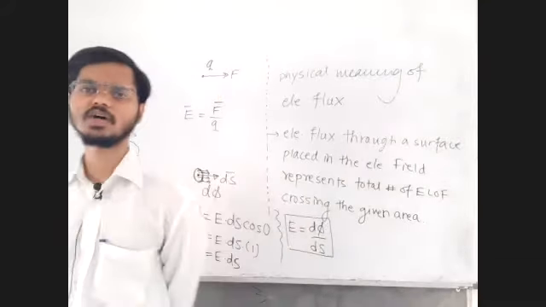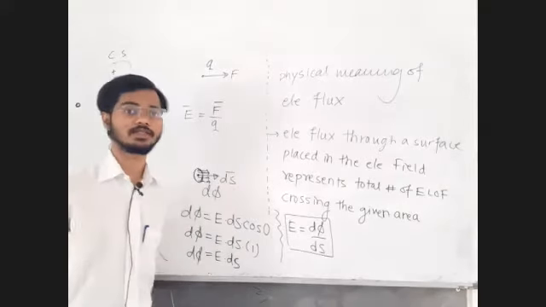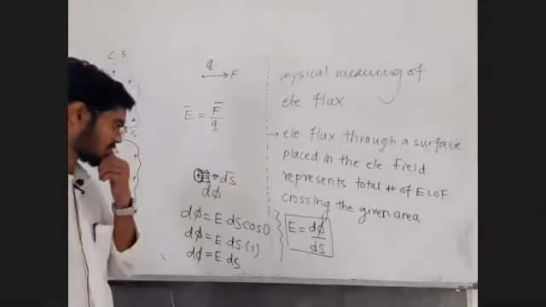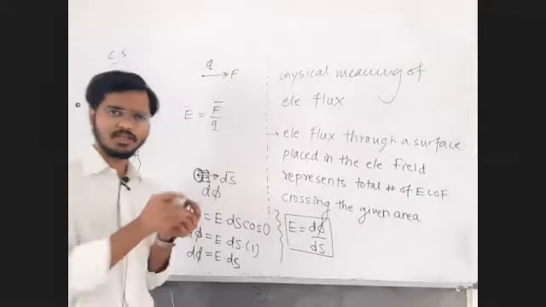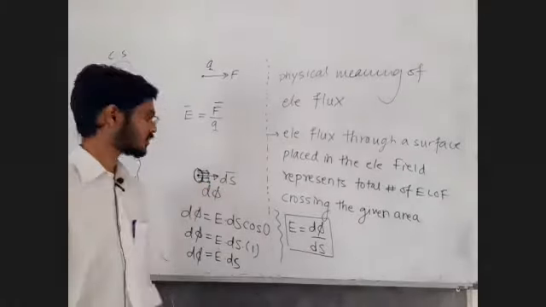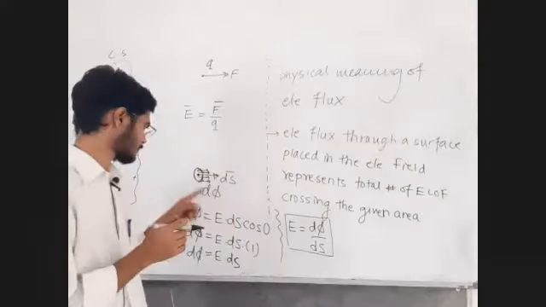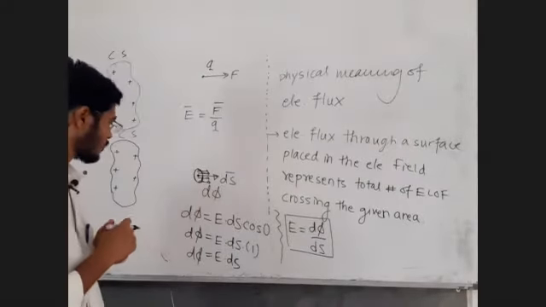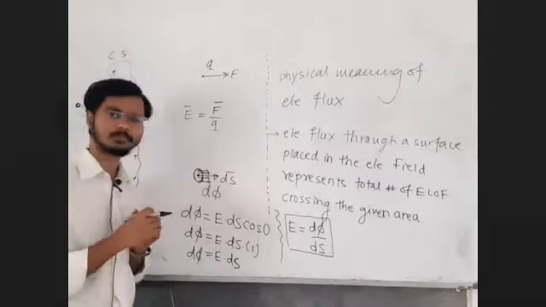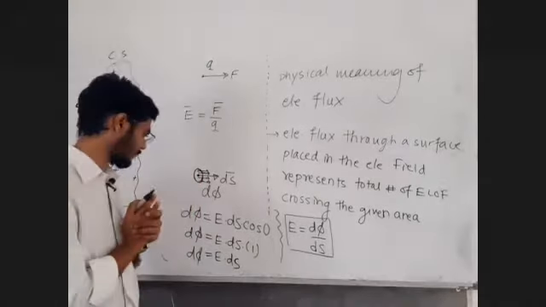What is electric flux? It gives an idea of the number of lines crossing the given area. How many lines? More lines, less lines. Physically we cannot count the lines 1, 2, 3, 4, 5. So there must be some physical quantity. That quantity is electric flux. Electric flux will give you an idea of the number of electric lines, a comparative idea.